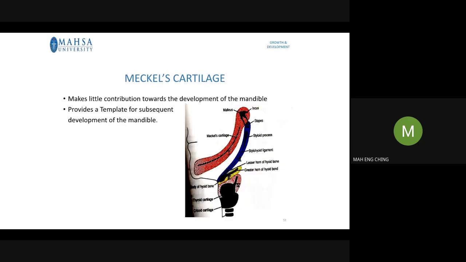So why is this Meckel's cartilage so important? In fact, it only makes a little contribution toward the development of the mandible, but this Meckel's cartilage provides a template or scaffolding for the subsequent development of the mandible. It doesn't contribute much to the formation, but it is the base or template for the formation of the mandible.